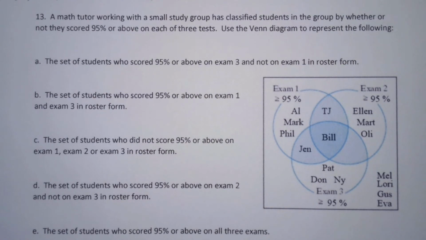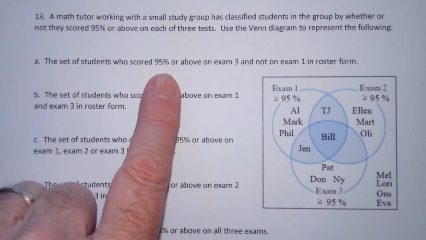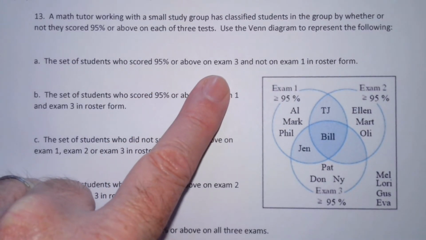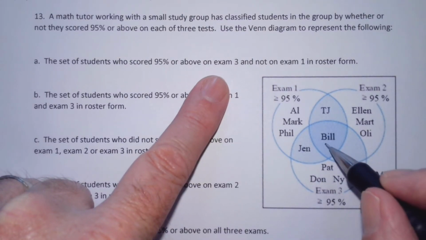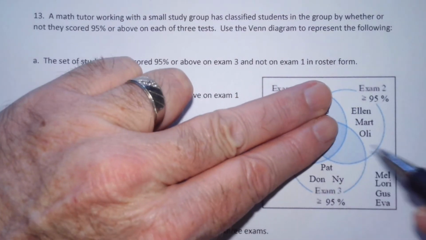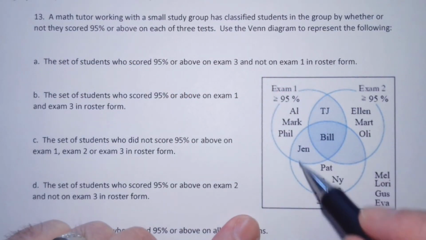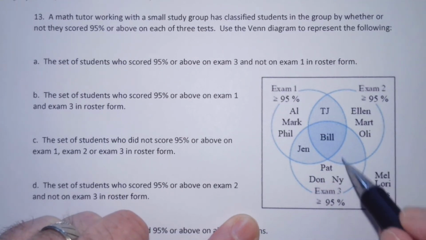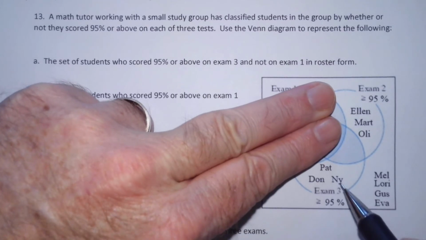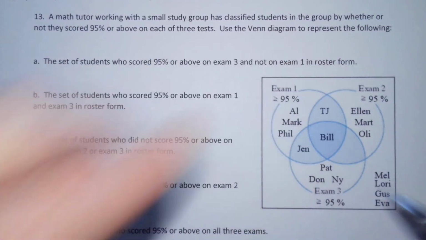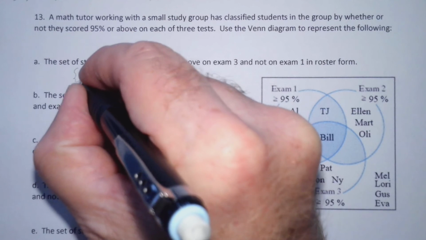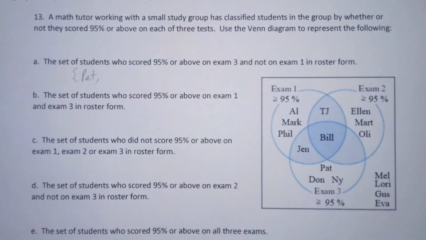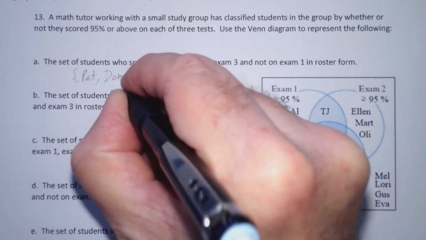So let's see. The set of students who scored 95% or above on exam 3, so they're in this circle, and not on exam 1, so they can't be in here. So they're in this circle because they scored better than 95% on exam 3, but not on 1. So that would be Pat, Don, and Nye.